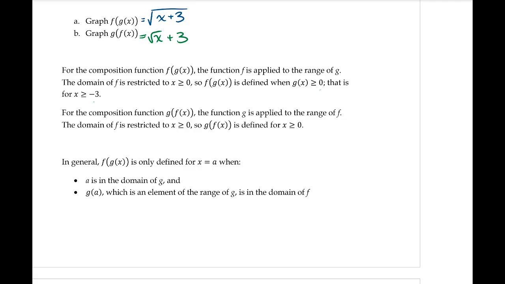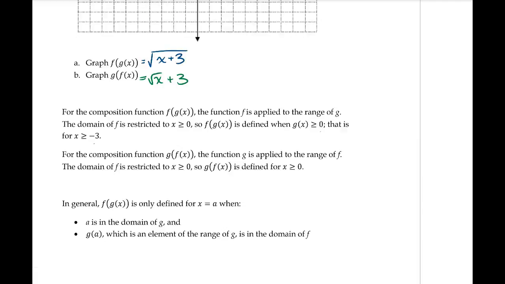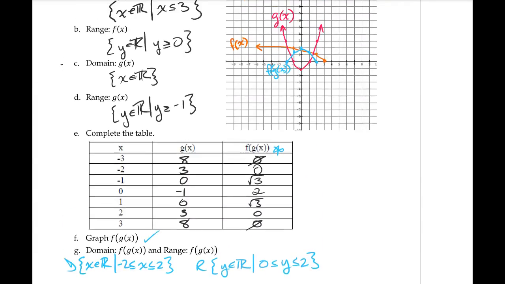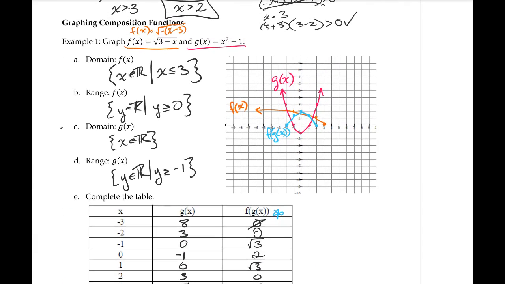In general, if f of g of x is only defined when x is some number a, then a has to be in the domain of g, and g of a has to be in the domain of f. Okay, so these are our requirements. So going back to that very first example, because that was probably the trickiest one for seeing this, we saw that f of x was restricted: x had to be less than or equal to 3.